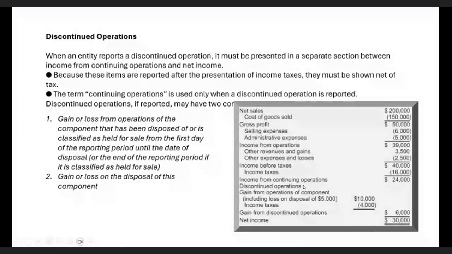About discontinued operations, we will start from the income from continuing operations. And then we can see that we have some gain from operation of component, including loss on disposals, $4,000, and income taxes here will be minused. And then we get gain from discontinued operations of $6,000. $6,000 will be added to the income from continuing operations to get the net income here.